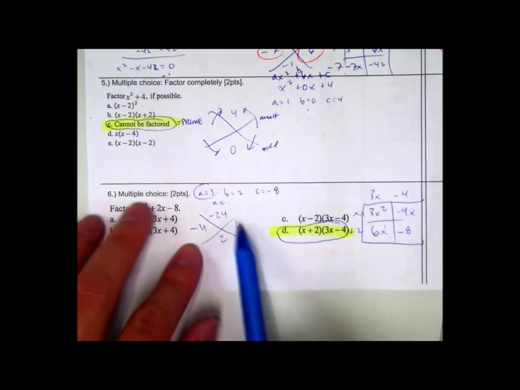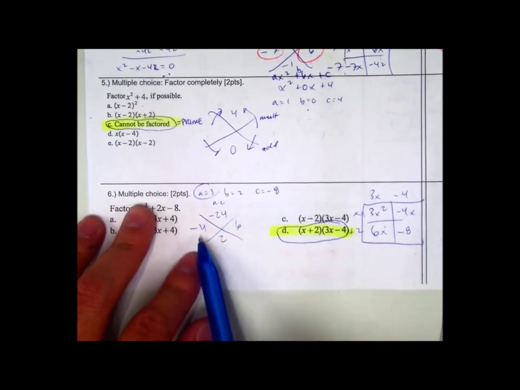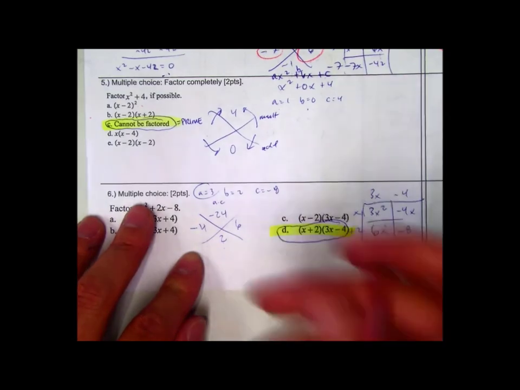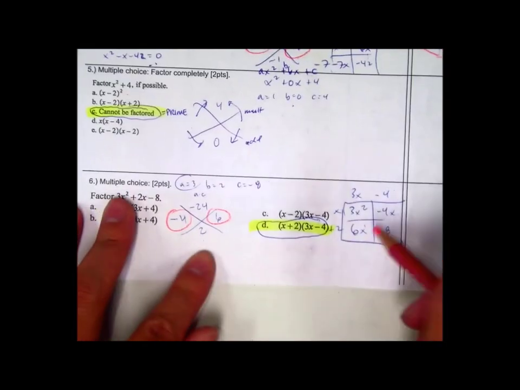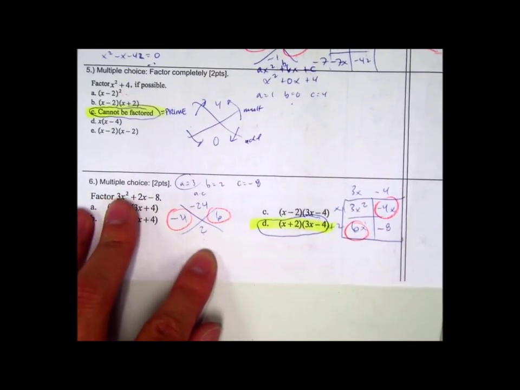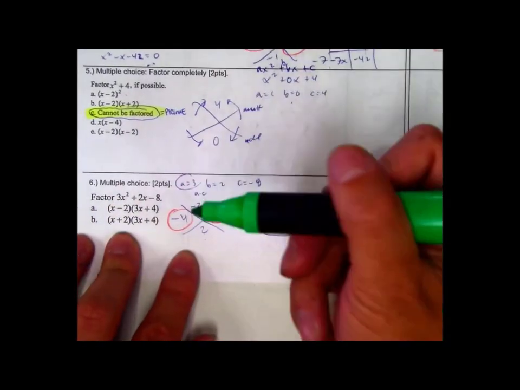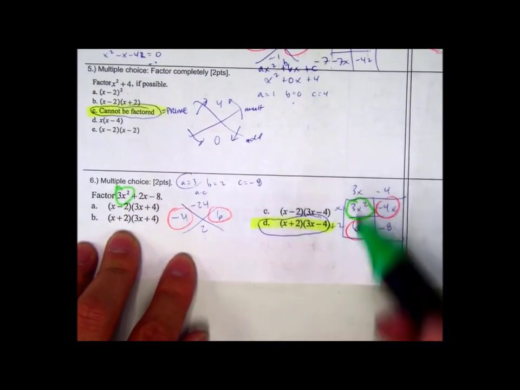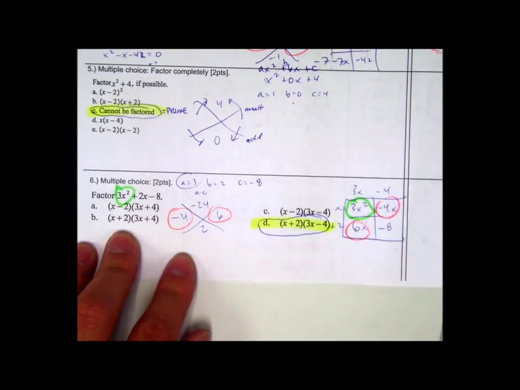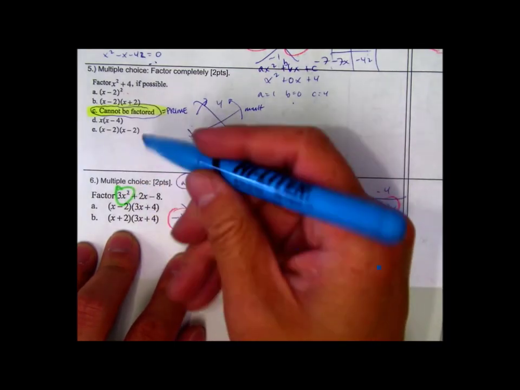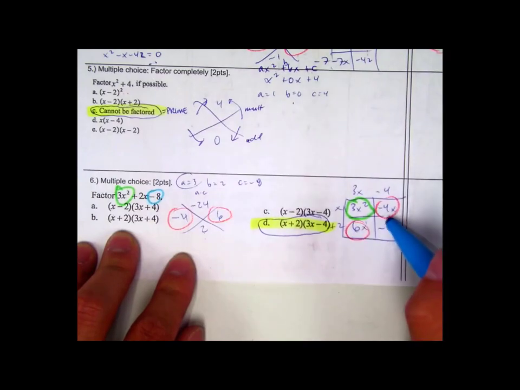Two numbers that will multiply to be negative 24 and add to be a positive 2 are negative 4 and 6. I'm going to take those two values, put them in here. I'm going to take my A value, which is 3x squared, and put it in the top left. And then I need a C value that goes in the bottom right always.